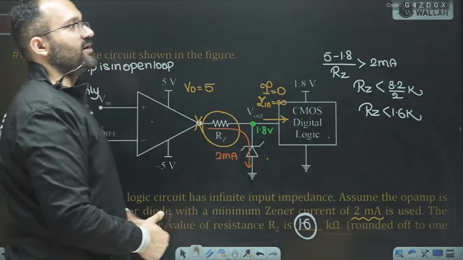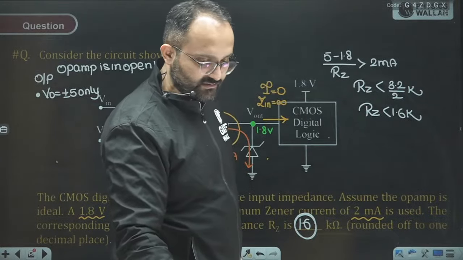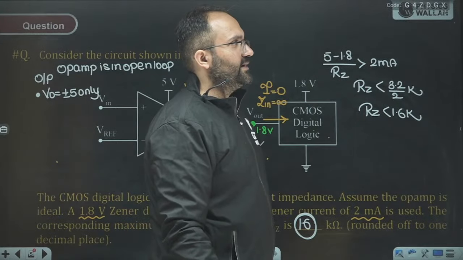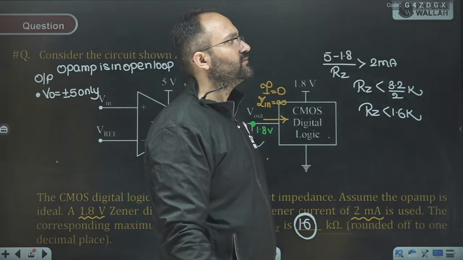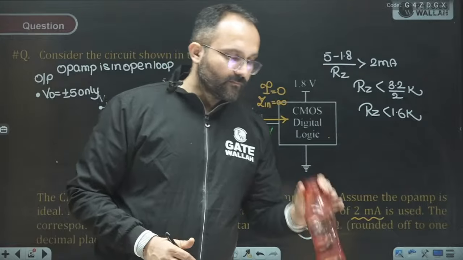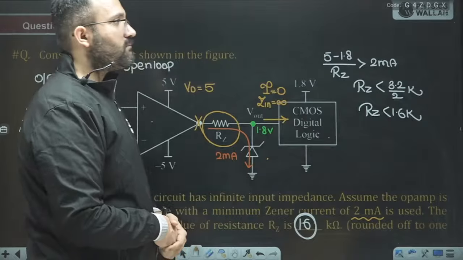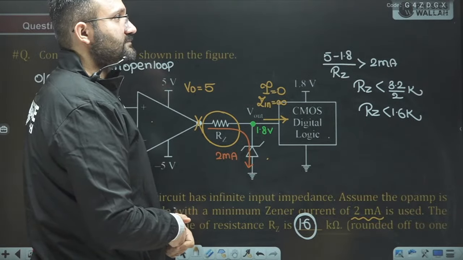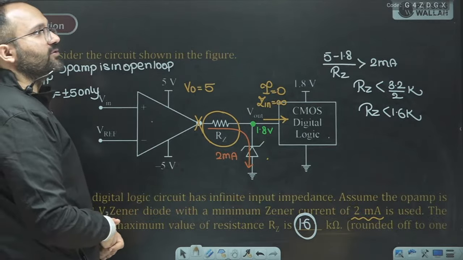So the maximum value of RZ is 1.6 kilo ohms. How many of you are able to do it? Okay, Zeal bhai has done it. Others, please answer. 1.6 is the correct answer. Okay, all of you are able to do it, friends.